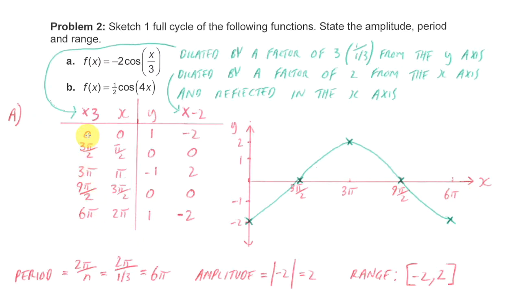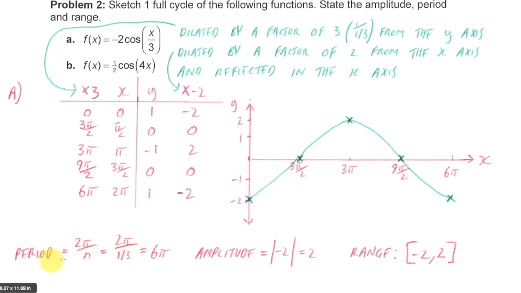So it's the outside column. So it's x equaling 0, y equaling negative 2, x equaling 3 pi on 2, y equaling 0, and so on, just working down. And I'll get that shape. Not surprisingly, it's an inverted basic cosine shape. And the reason for it is that I have a negative out the front.